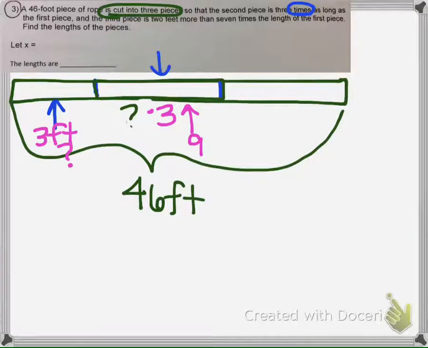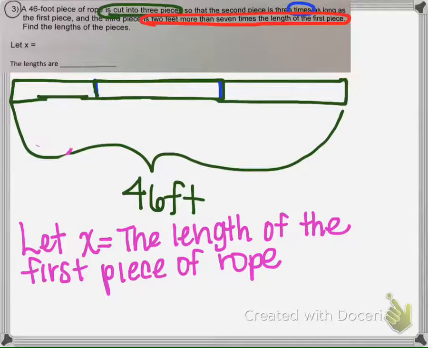And then it says that the third piece is 2 feet more than 2 times the length of the first piece. So we have a problem here. We don't know how long the first piece is. So I'm going to go ahead and let x represent the length of the first piece.